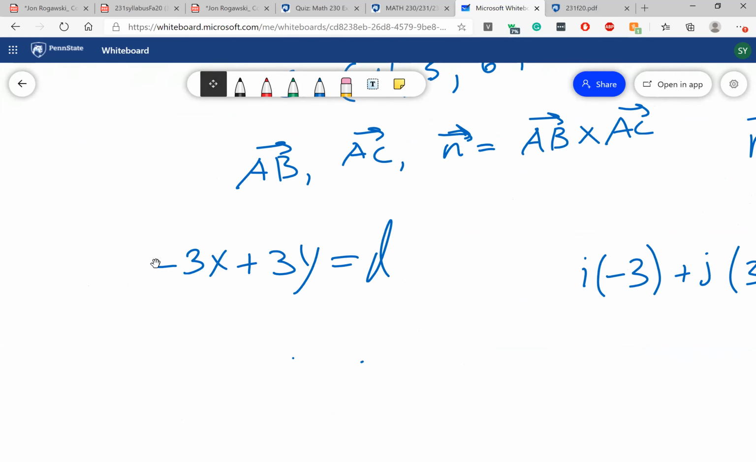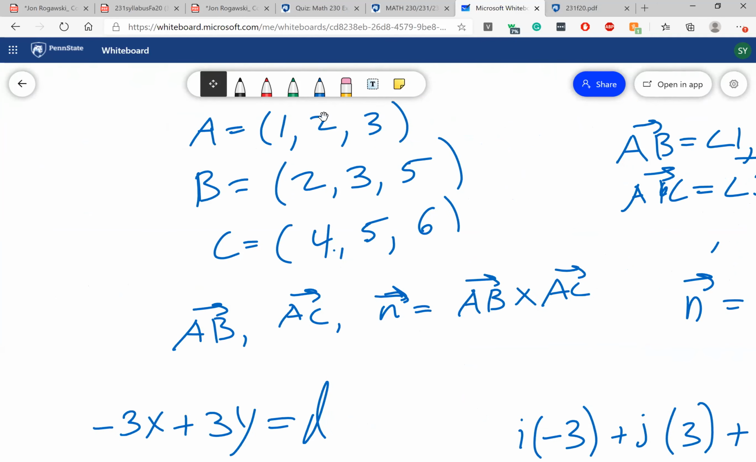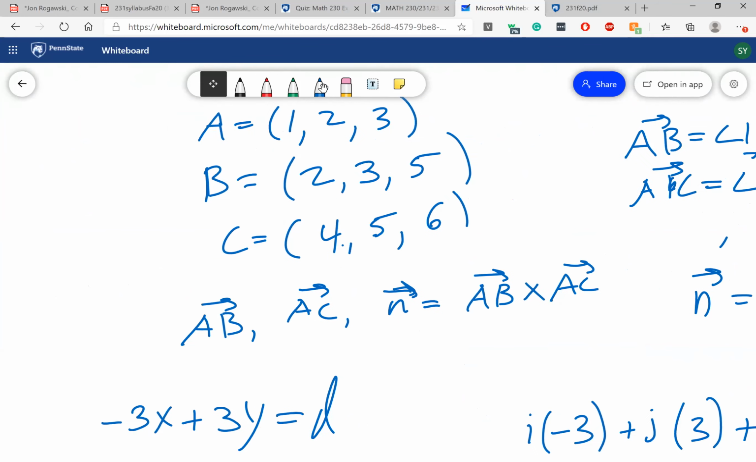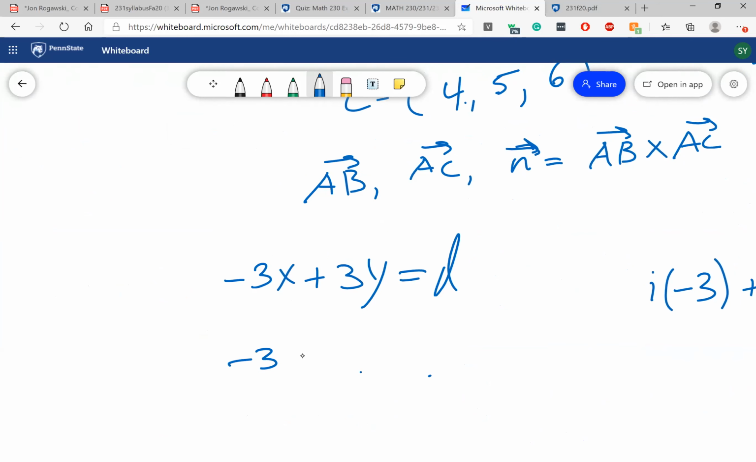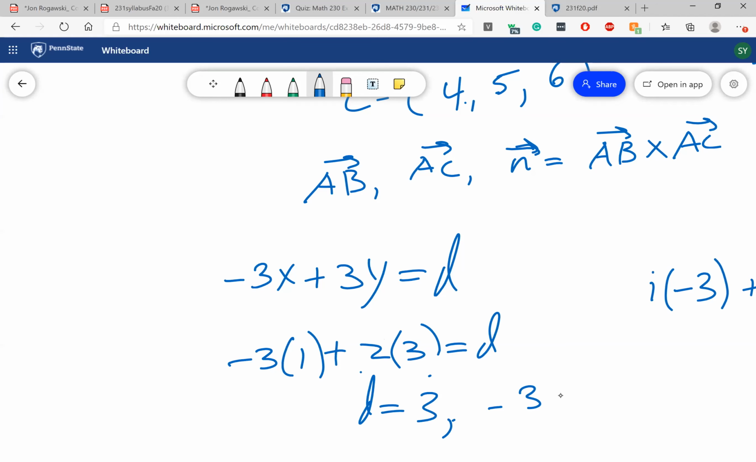And then we can figure out what d is by plugging in A. So this is going to be 1, 2, 3. So that's negative 3 times 1 plus 3 times 2, which tells us that d is equal to 3. Which tells us that the equation of our plane is negative 3x plus 3y is equal to 3. Any questions about this?